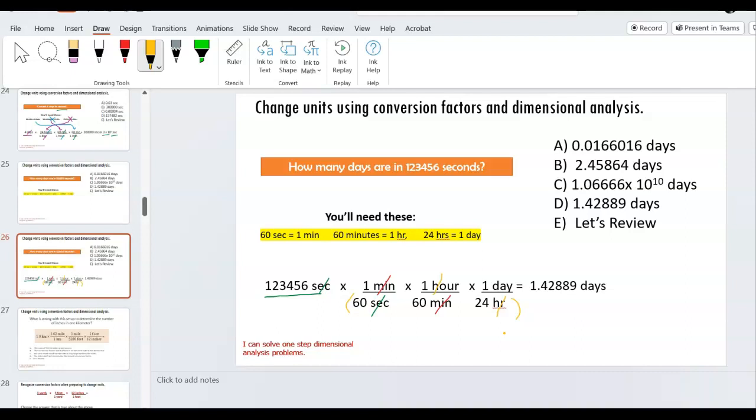So what I do on my calculator is I take 1, 2, 3, 4, 5, 6, divided by 60, enter, divided by 60, enter, divided by 24, enter. So I just divide each number separately and hit enter every time, so I don't have to worry about the parentheses, but that's up to you.